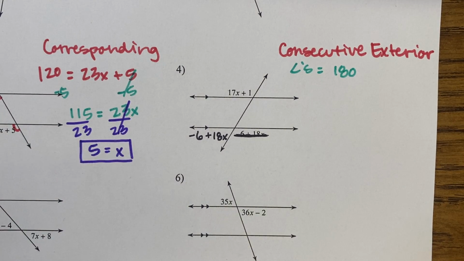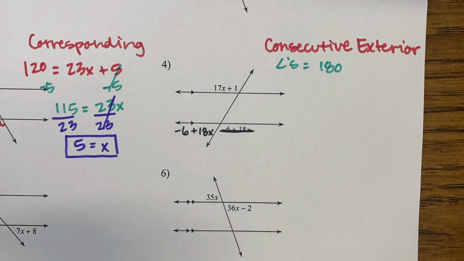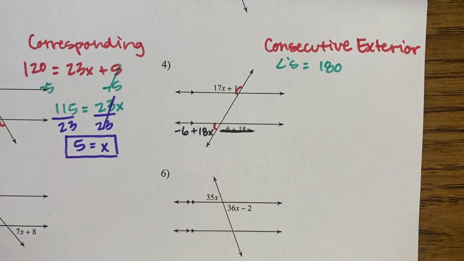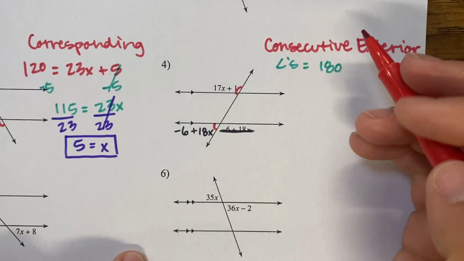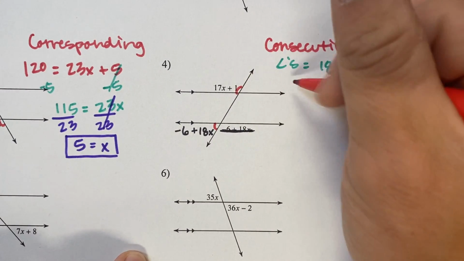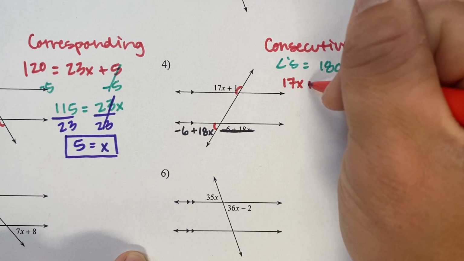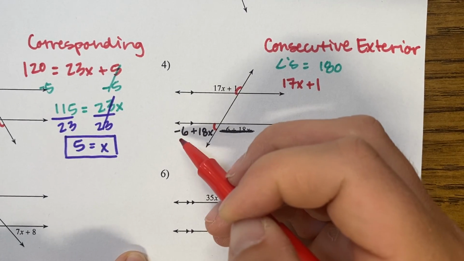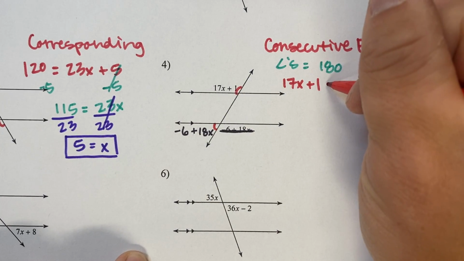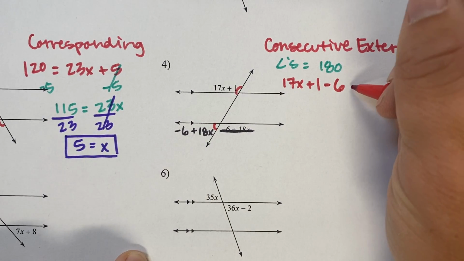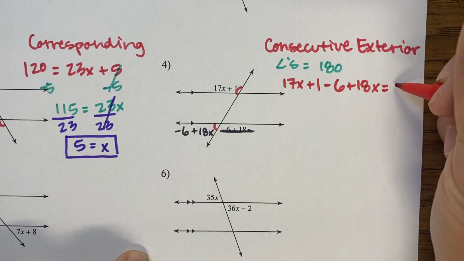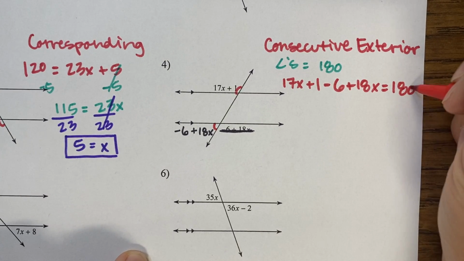So now what we have to do is take each of these angles and set them equal to 180 and solve. So let's go ahead and do that. I have my first angle, 17x plus 1, minus, since we're adding a negative right here, we're just going to keep the negative, negative 6 plus 18x equals 180.